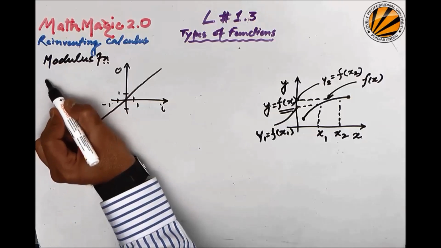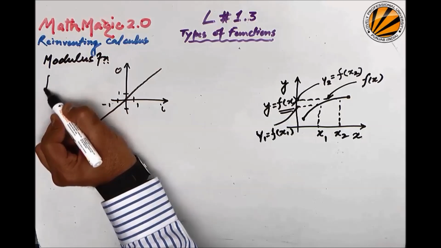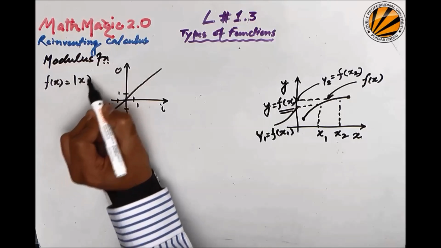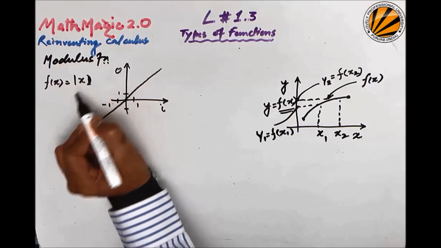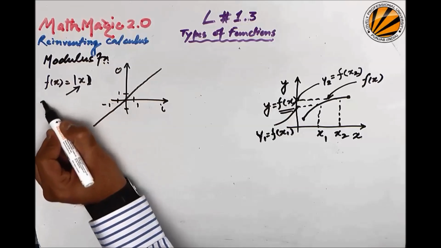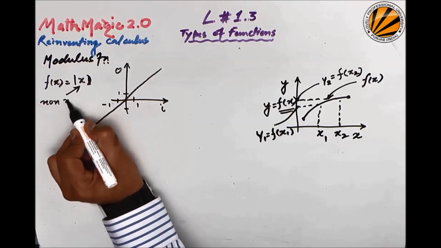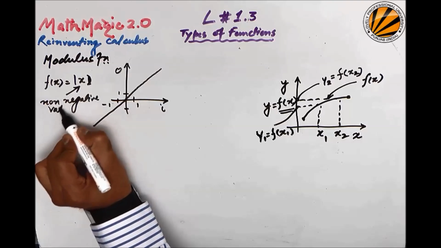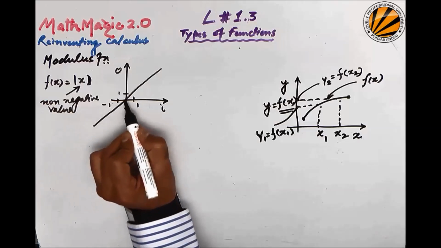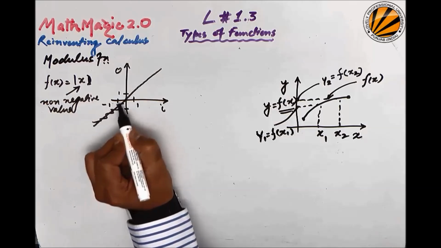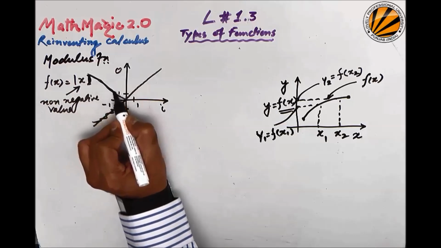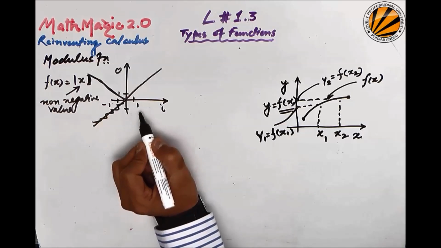But the modulus function states that f(x), or the function, would be mod of x. This means that a non-negative value is the output. It cannot go in this direction and it will have its presentation in this direction. This would be a straight line. This is a modulus function.